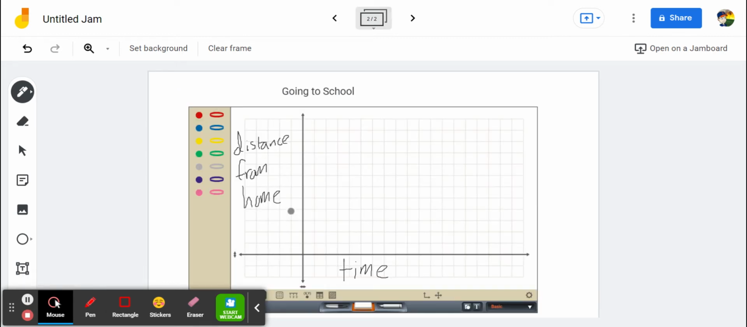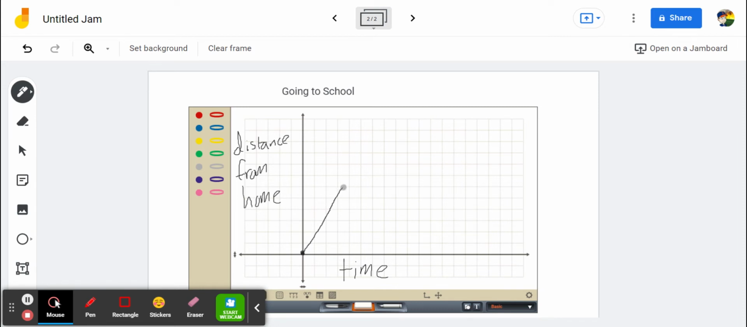So in the first example, we'll take a look at the story of going to school. And we're going to make a graph that graphs time versus distance from home. So you'd start out at time 0, you'll be at home. Then you're going to go to school. So maybe you ride the bus. The bus goes at a constant rate, and then you get further away from home.